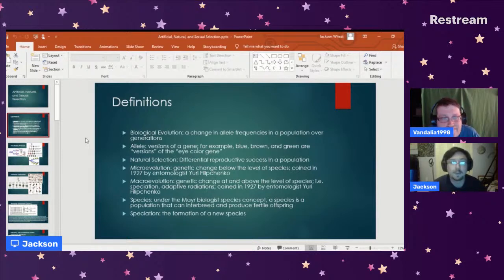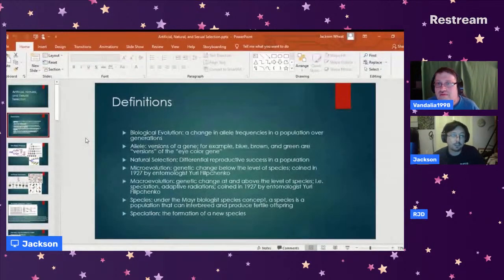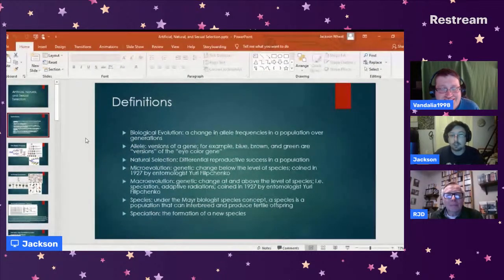I think this slideshow will be useful to help explain why these things are part of evolution, and they're not just something that, say, creationists can co-opt and just be fine with. So first and foremost is the definition of biological evolution. This is really the only sense of evolution that matters. We were talking about Kent Hovind earlier, so none of his other definitions of evolution really matter, not stellar, not chemical evolution. It's really just biological evolution, which is a change in allele frequencies in a population over generations.